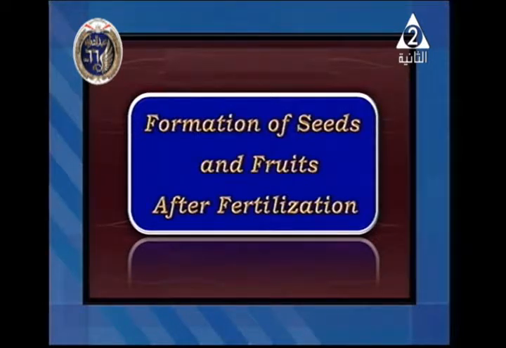Formation of seeds and fruits after fertilization. Okay, we already studied how pollination happens and how fertilization happens. But why do we need pollination and fertilization? This is the final product that we need: formation of seeds or fruits, which we need for our life.